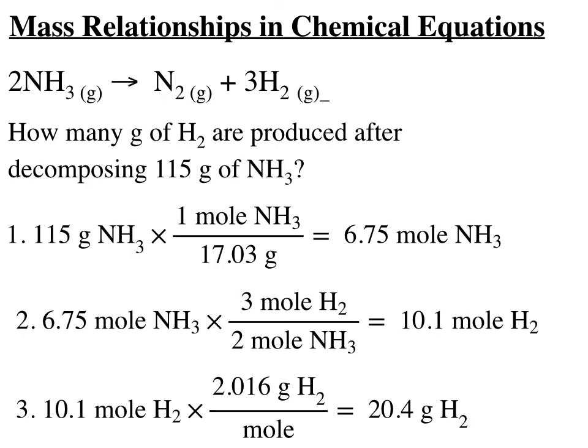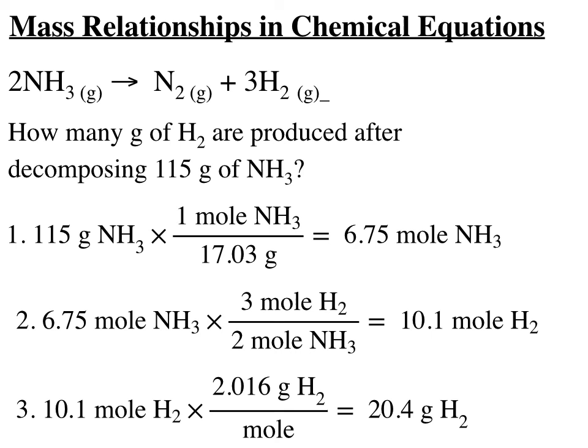Here I show the balanced equation for what I will call decomposing ammonia. Notice I have a balanced number of N's and H's on each side. So if I decompose 115 grams of ammonia, how many grams of H2 would I expect to produce by breaking down the 115 grams of ammonia?